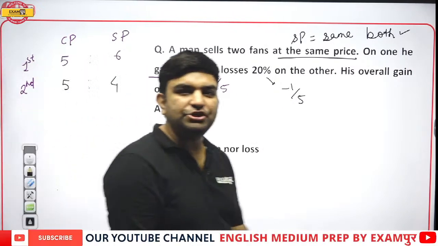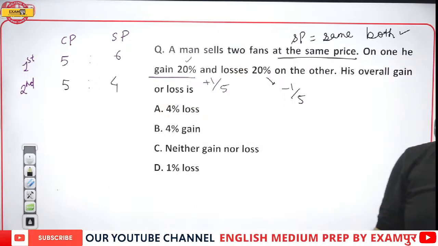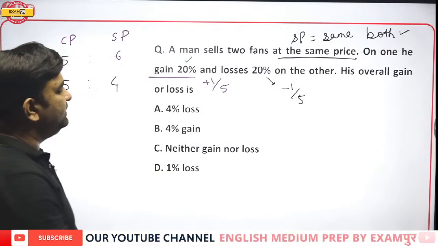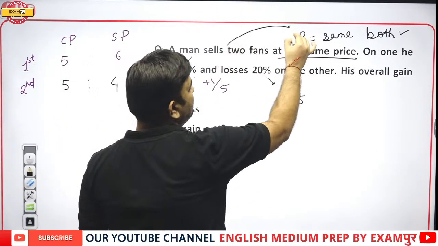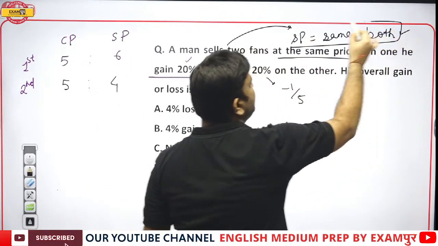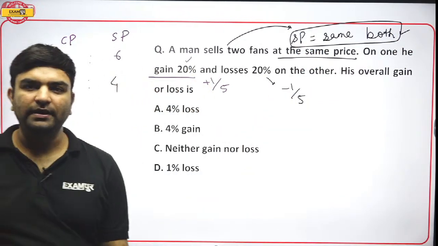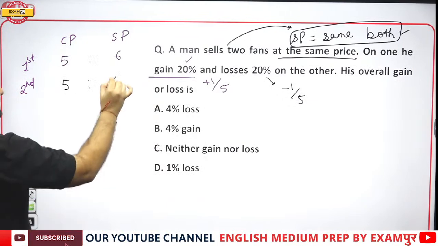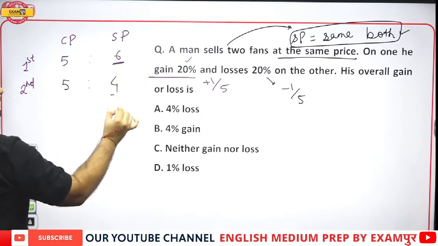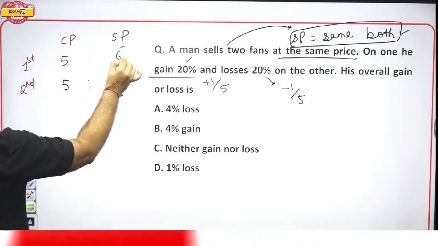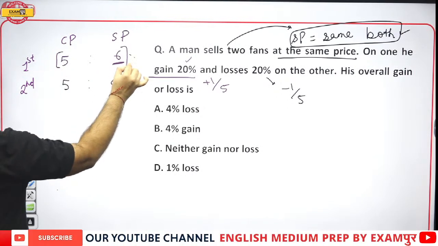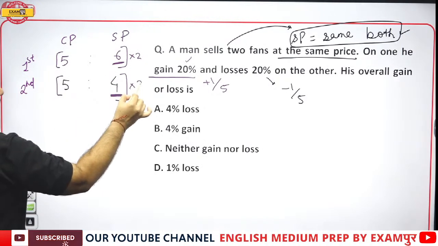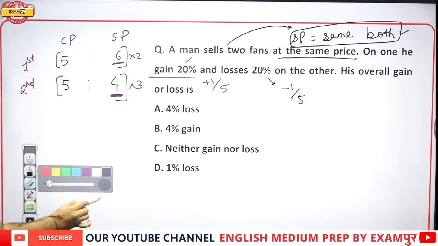But there is a condition. What is that condition, bacha? That their selling price should be same. So we have to make the selling price same as well. Make 4 and 6 same. Multiply by 2 here to make it 12. Multiply by 3 here to make it 12. Now the ratios are balanced.